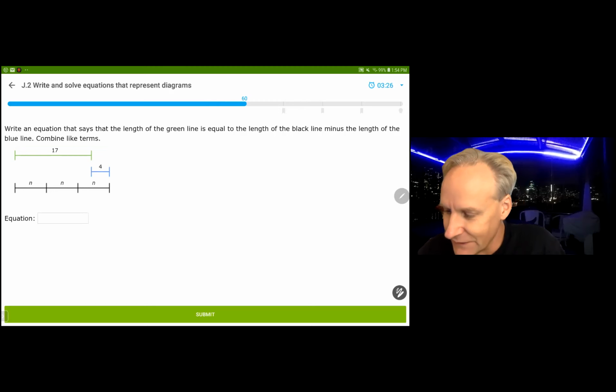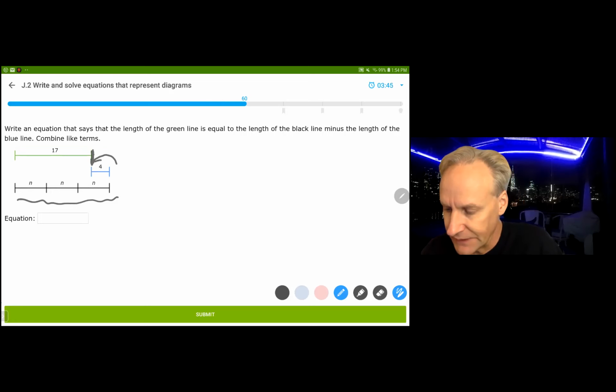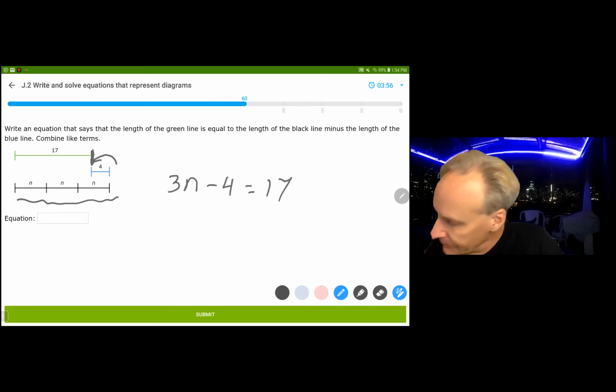Oh, now this one is interesting. So this one is a visual subtraction. What they did was they said that if you have 3 n's, and I'm just going to highlight these real quick. There's my 3 n's. And if I go back 4, then the distance for this 3n is represented by 17. So this is 3n, take away 4 units, and it's going to then be equal to the 17 units. So this is a subtraction going on here.